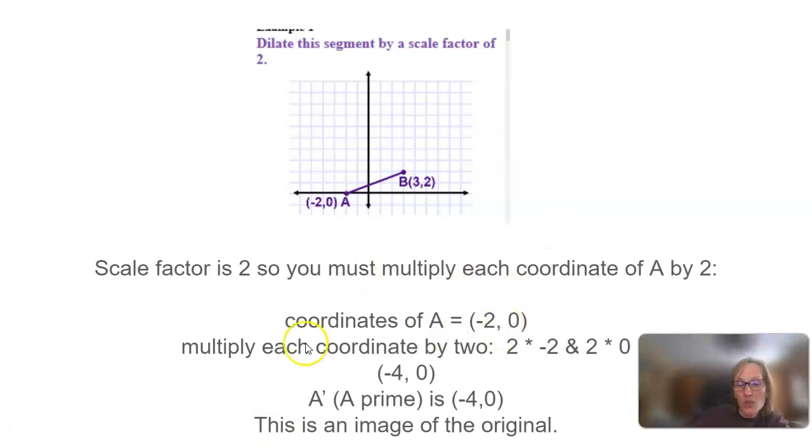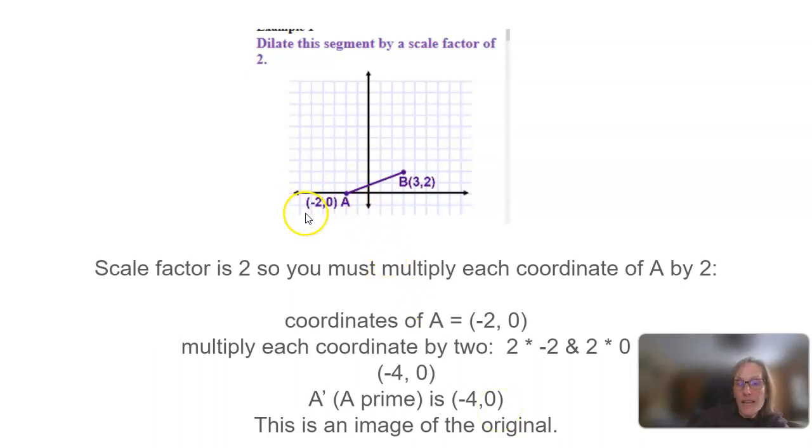So notice what I do. I take -2, 0. See it here. I took it directly from up top. And I'm going to multiply each coordinate, so each one of these numbers, by 2. So 2 times -2 and 2 times 0. When I do that, I get -4 and 0. So my new A prime is supposed to be landing on -4, 0. That's an image of the original.